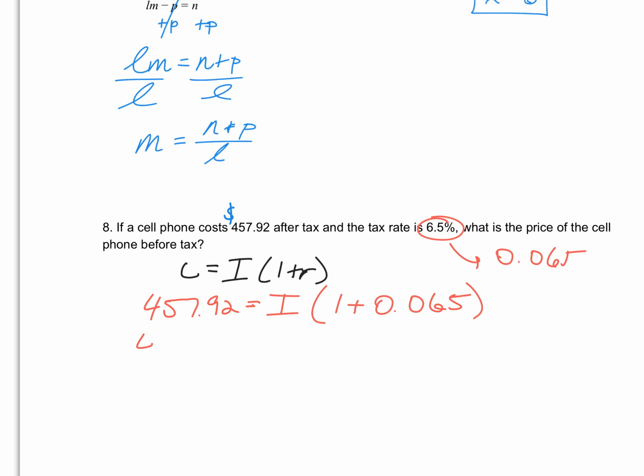So we've got 457.92 equals I times 1.065, and then to solve for I, we can just divide by the 1.065.